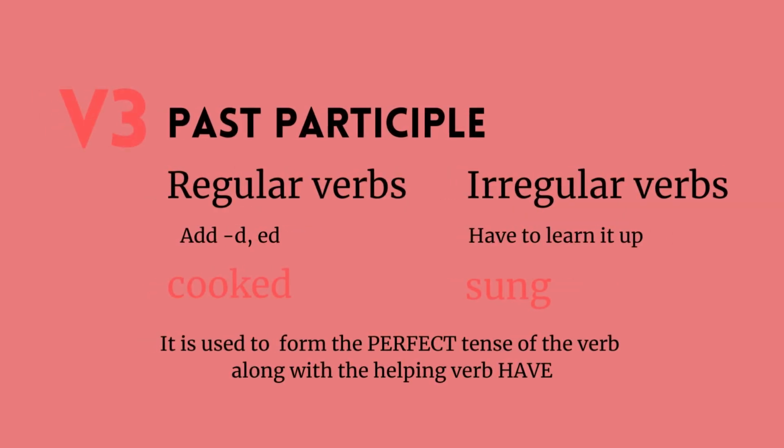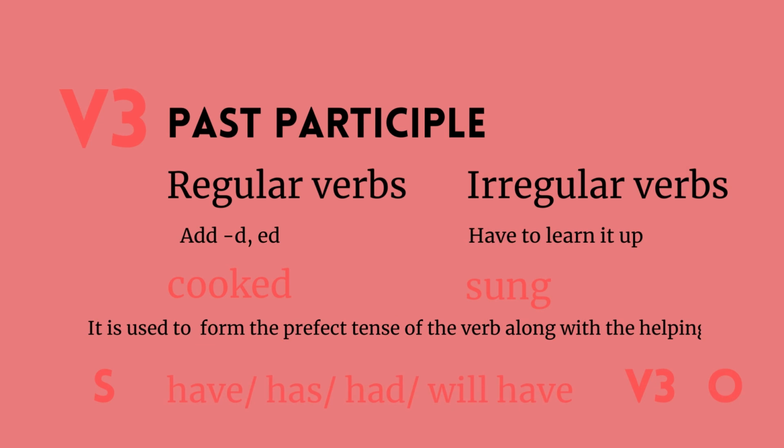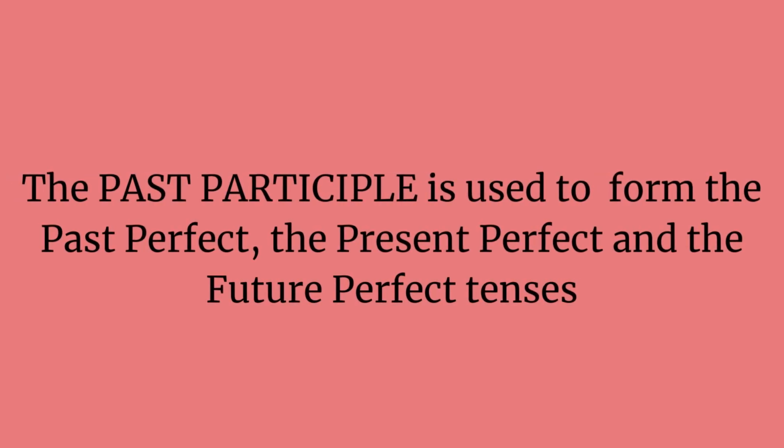Where is the form V3 used? It is used to form the perfect tense. It uses the verb have as a helping verb, and we get the sentence structure subject plus have plus V3 plus object. Please note that when I say the perfect tense, I mean in all the three tenses. The past participle form is used to form the past perfect, the present perfect, as well as the future perfect.